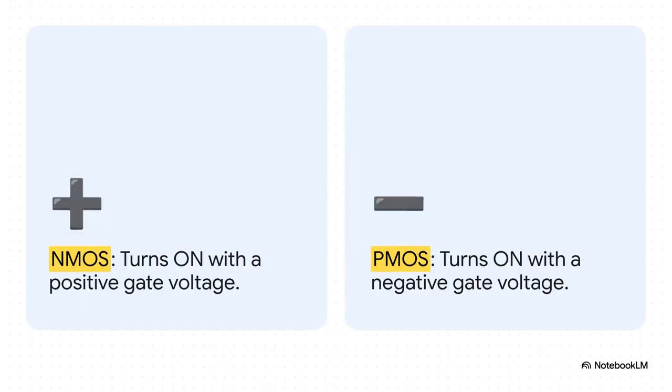Now, these little switches come in 2 complementary flavors. You've got NMOS, which turns on with a positive voltage, and PMOS, which turns on with a negative one. Modern chips brilliantly pair them together in a design called CMOS.